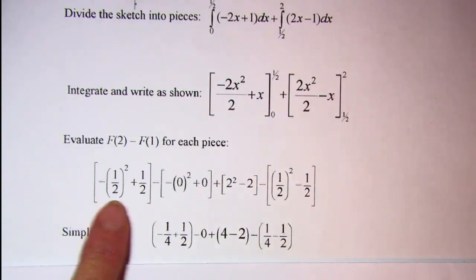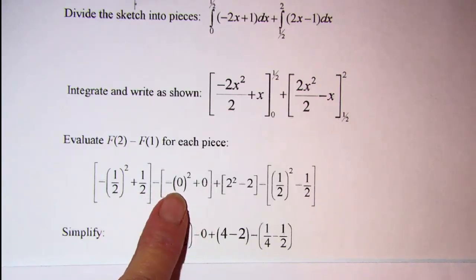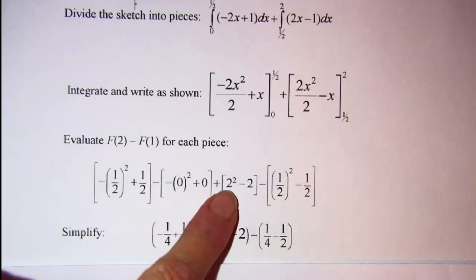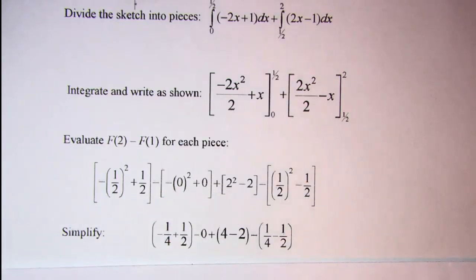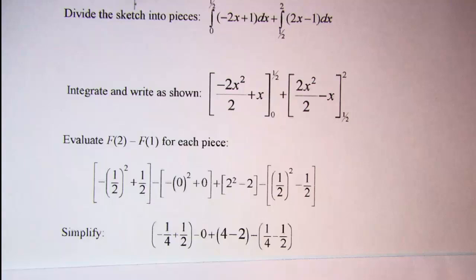We have 1/4 plus 1/2, and then all of this is 0, so minus 0, and then plus 4, minus 2, and then minus 1/4 minus 1/2. Do the math and we get 5/2.